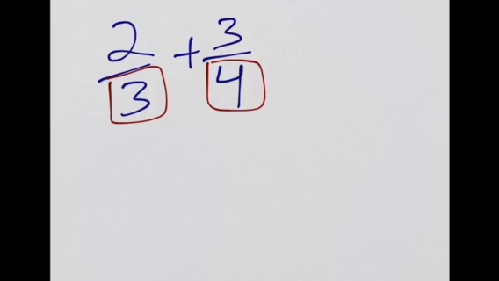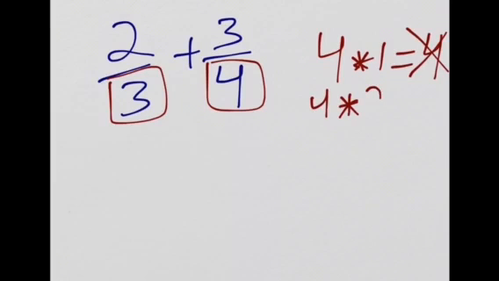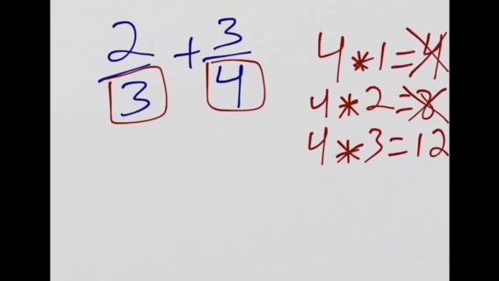Let's start with the larger number of the two, 4. If I multiply that by 1, what do I get? 4. Does 3 multiply into this number? No. What about 4 times 2? I'm looking for all the possible multiples of 4. That's 8. Does 3 multiply evenly into 8? No. What about 4 times 3? That's 12. Does 3 multiply evenly into 12? It sure does. This tells me that I want my new denominator for both fractions to be 12.